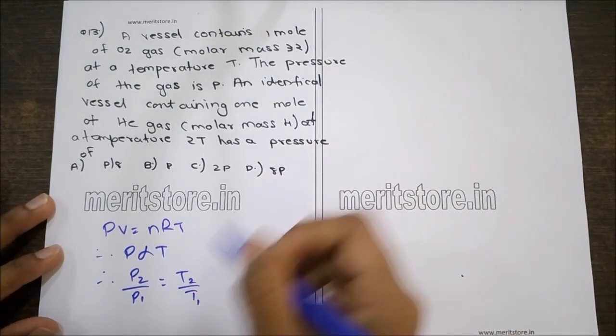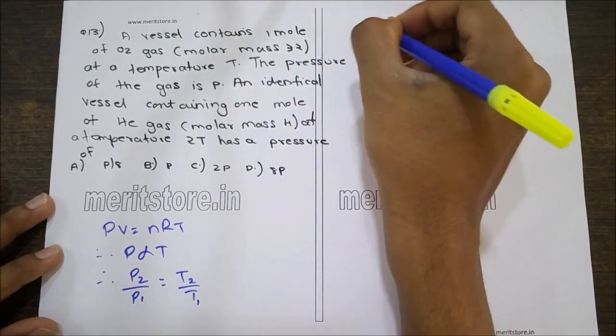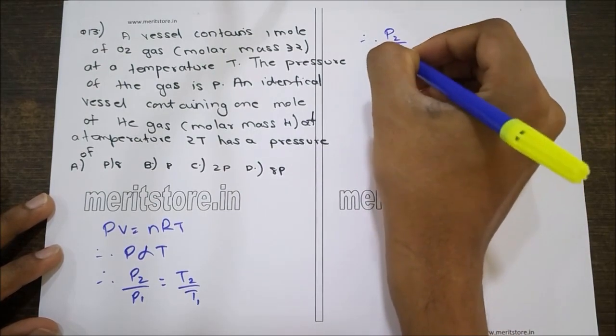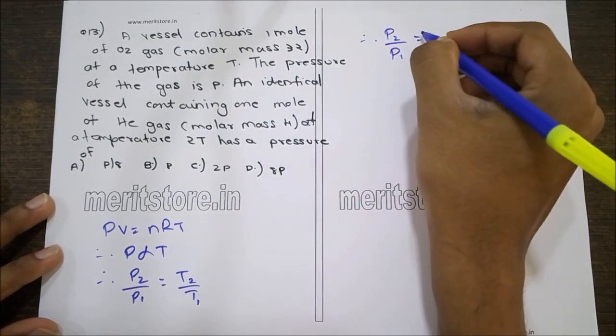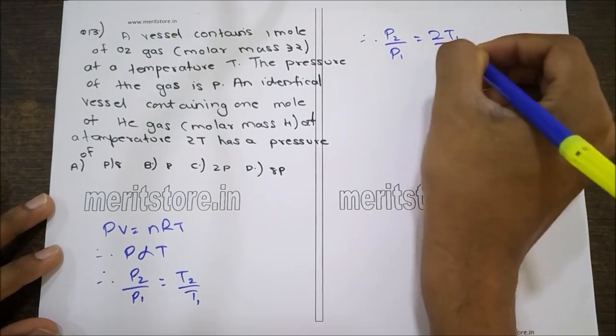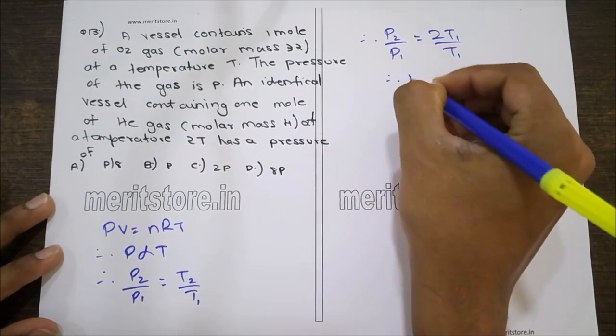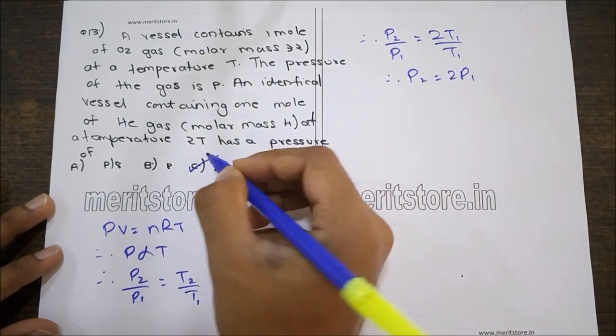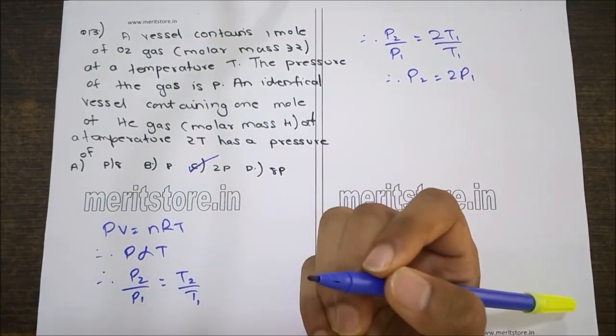Now the temperature is doubled for the second gas. So P2 upon P1 is equal to 2 times T1 upon T1. Therefore P2 is equal to 2 times P1. Hence option C is the correct answer.